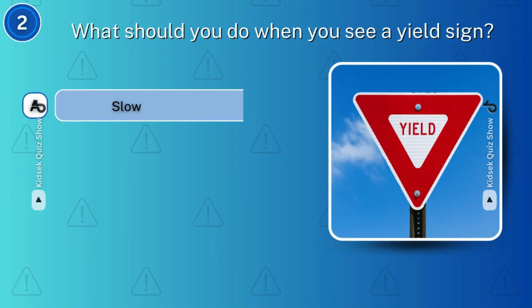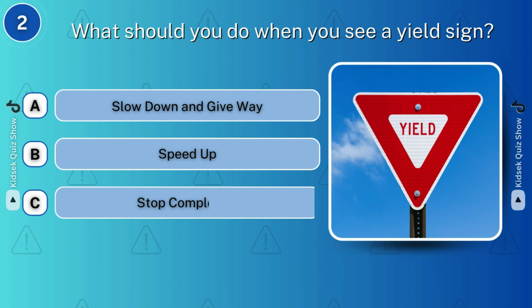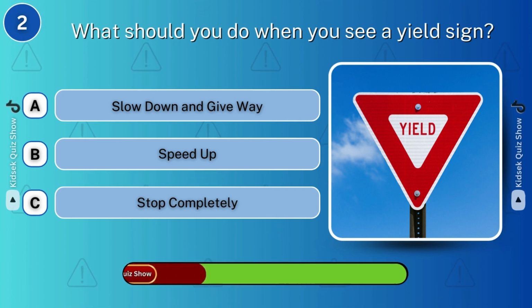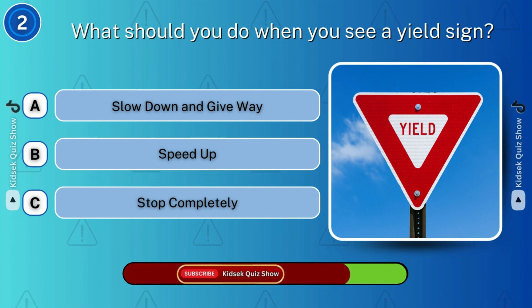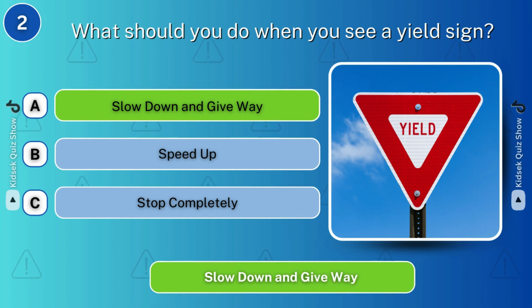What should you do when you see a yield sign? Slow down and give way, speed up or stop completely. Slow down and give way when you see the yield sign.